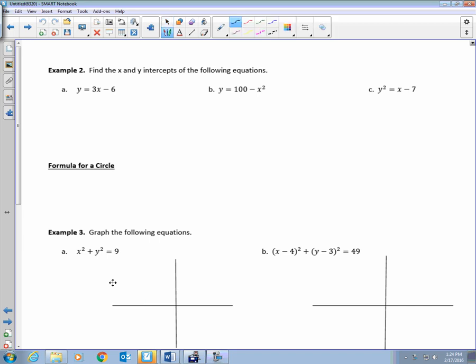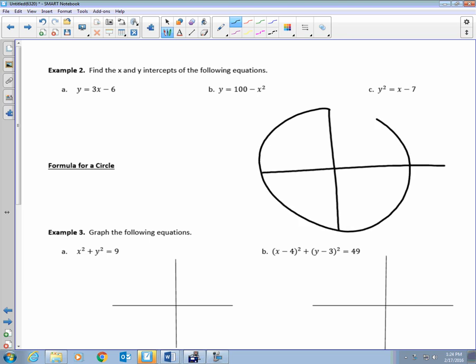So we have a formula for a circle, and what I want you to understand is if we draw a circle, there's really two things that we need for that circle. Okay, did my best. I'm going to center this circle at 0, 0.